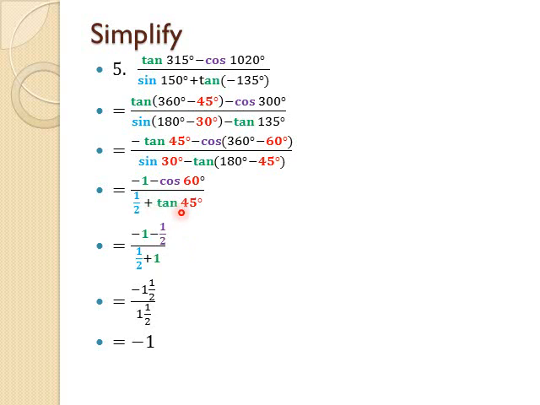At the bottom, half plus tan 45, which is 1. Minus 1 minus half gives me minus 1.5, or minus 3 over 2, whichever way you want to write it. And 1 plus half gives me 1.5, or 3 over 2. Anything divided by itself is 1. Negative divided by positive is negative. So hope you follow, hope you understand. This is the second way we will test you in exam.